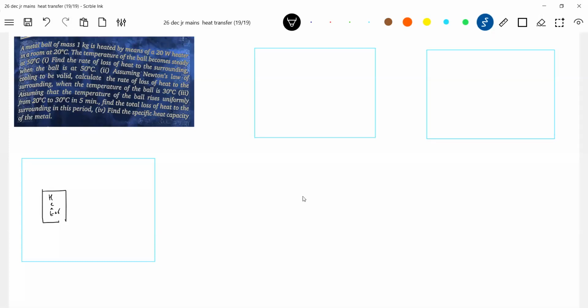How will that get heated up? Okay, let's not bother. So what is the power of that heater coil? 20 watt. It will supply a constant power, the heater, and it will supply power to the ball.